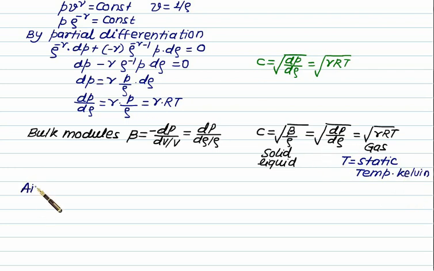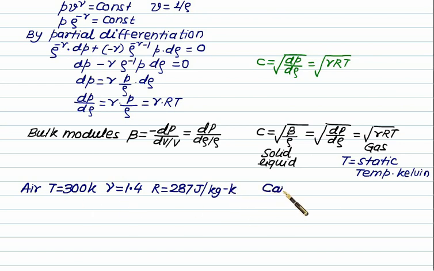Consider here air at a temperature equal to 300 Kelvin. We have gamma equal to 1.4 for air and the value of R is equal to 287 joules per kg per Kelvin. So this is an ordinary condition, and in ordinary condition the velocity of sound can be obtained as under root of gamma times RT, that is 1.4 multiplied by 287 multiplied by 300. So at ordinary condition the velocity of sound in air will be 347.2 meter per second.